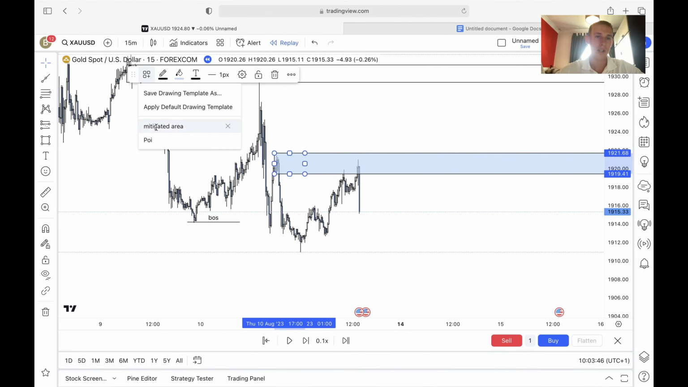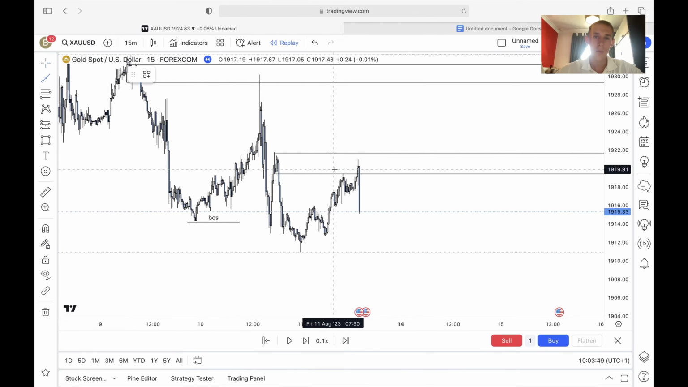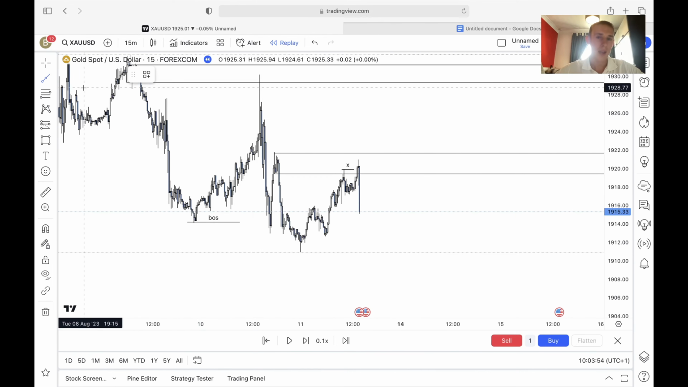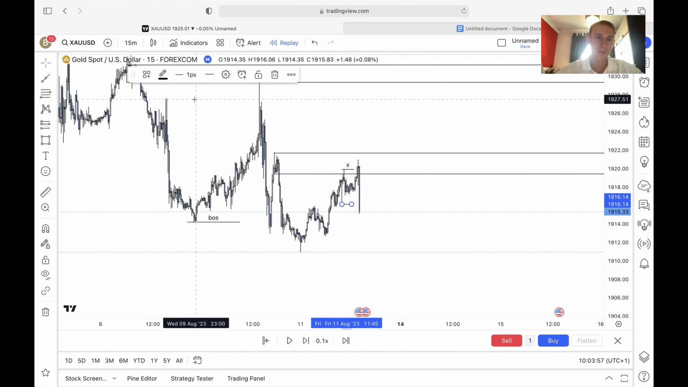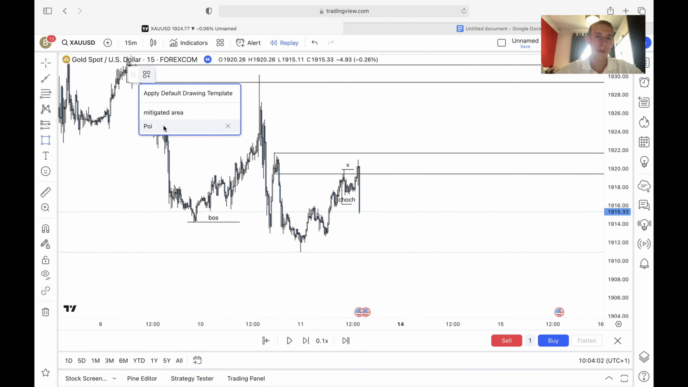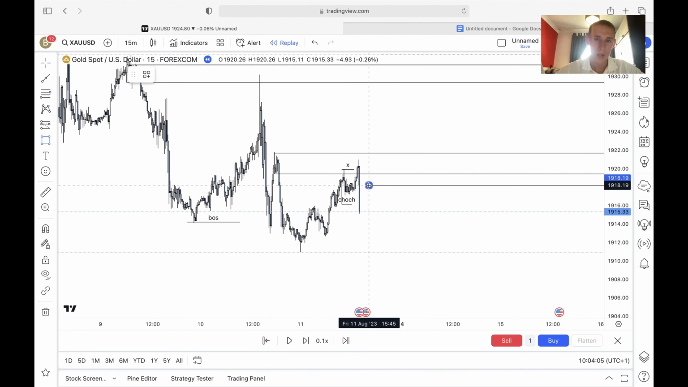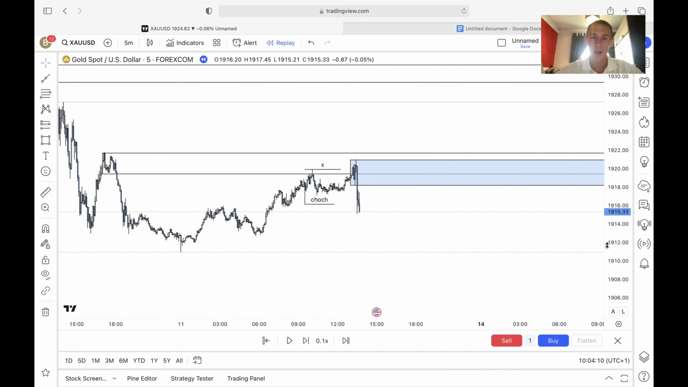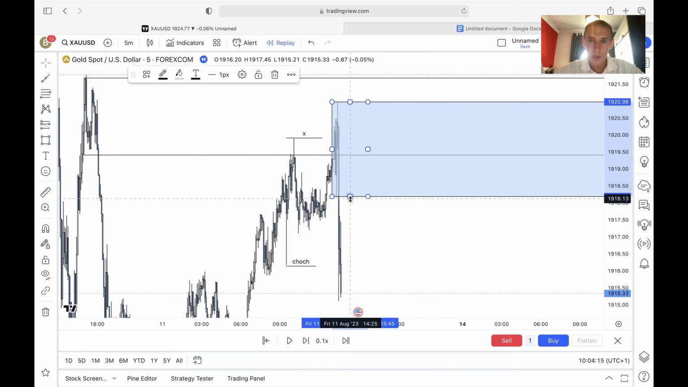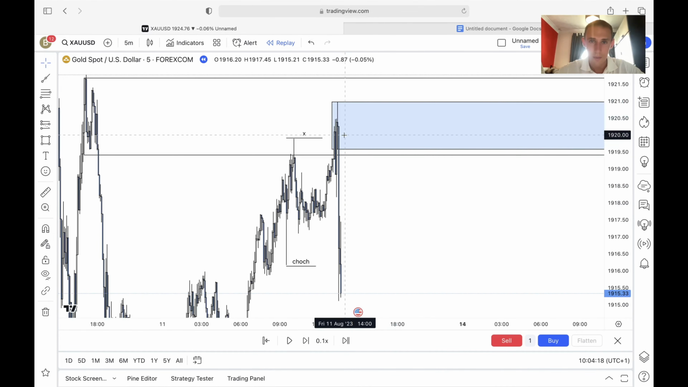So if we change the color of this and mark it on, we've had a sweep. We then had the change of character, and the area of supply that caused this break in structure was this candle right there, which we can probably go ahead and refine. So the area of supply that took the liquidity was this 5-minute zone here. You can see this candle wicked above the high and then melted back down.